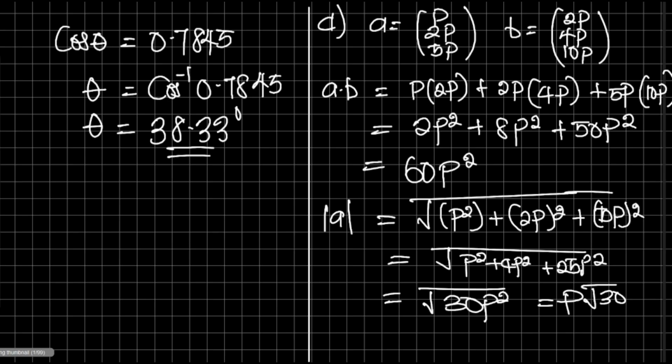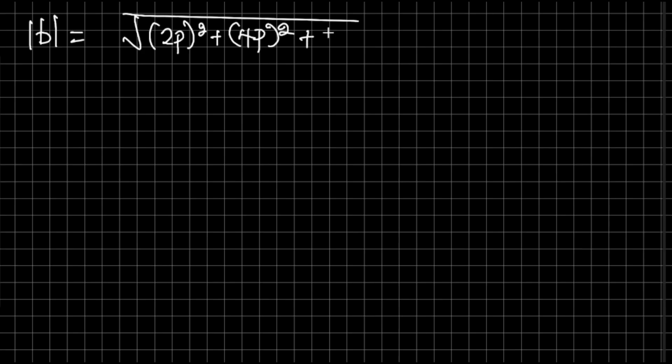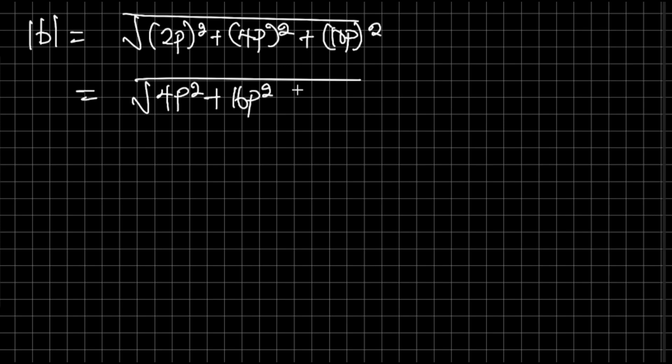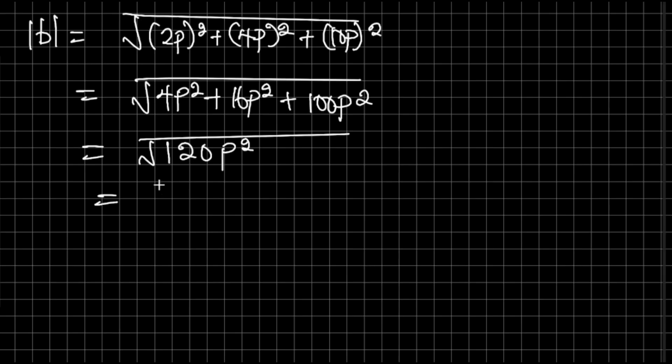Okay. For B, let's do the same thing. The magnitude of B equals the square root of 2P squared plus 4P squared plus 10P squared. Okay, 10P squared, square outside the bracket, please. So that will be the square root of 4P squared plus 16P squared plus 100P squared, and that equals the square root of 120P squared.